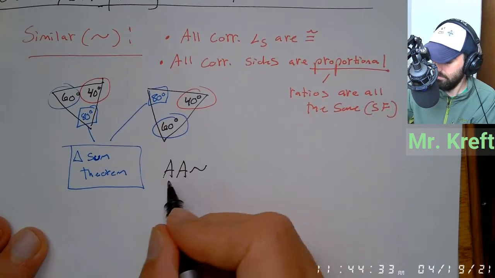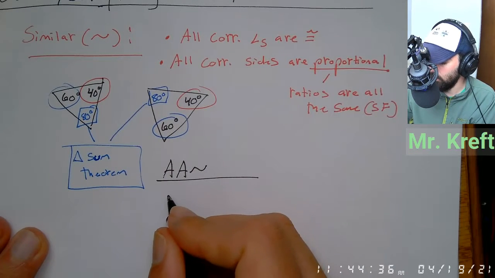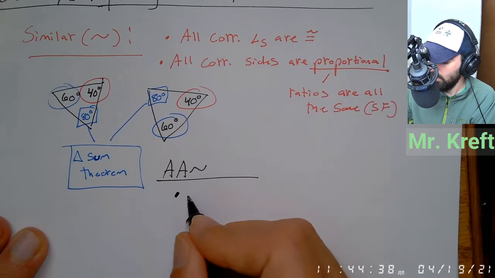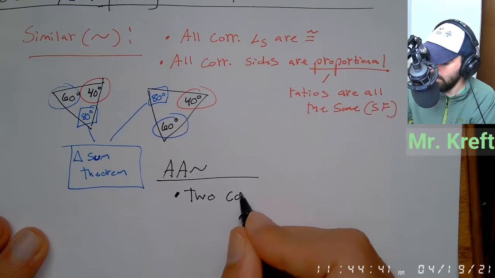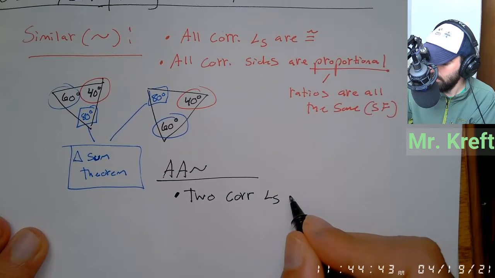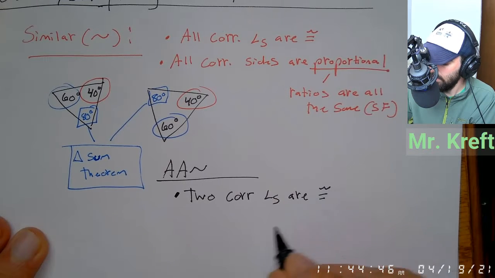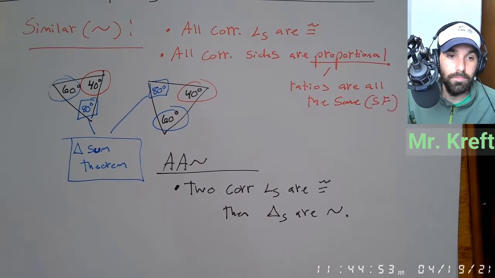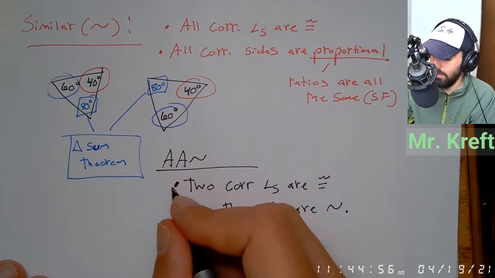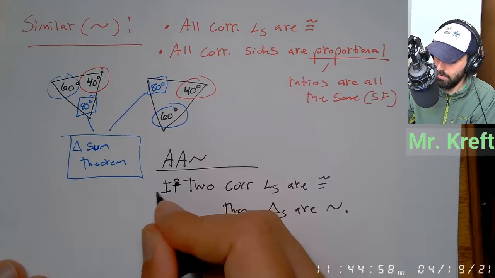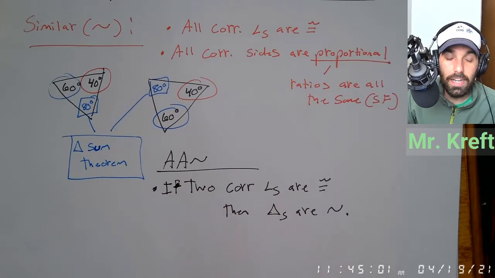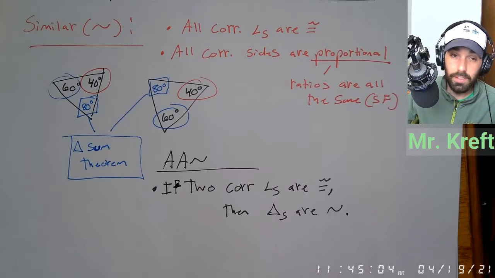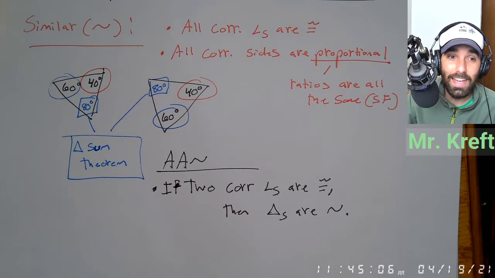So this is what we're saying. AA similarity: all we need to show is two corresponding angles are congruent, then the triangles are similar. I should say if, right? So I should go: if two corresponding angles are congruent, then the triangles are similar. That's what AA similarity means.